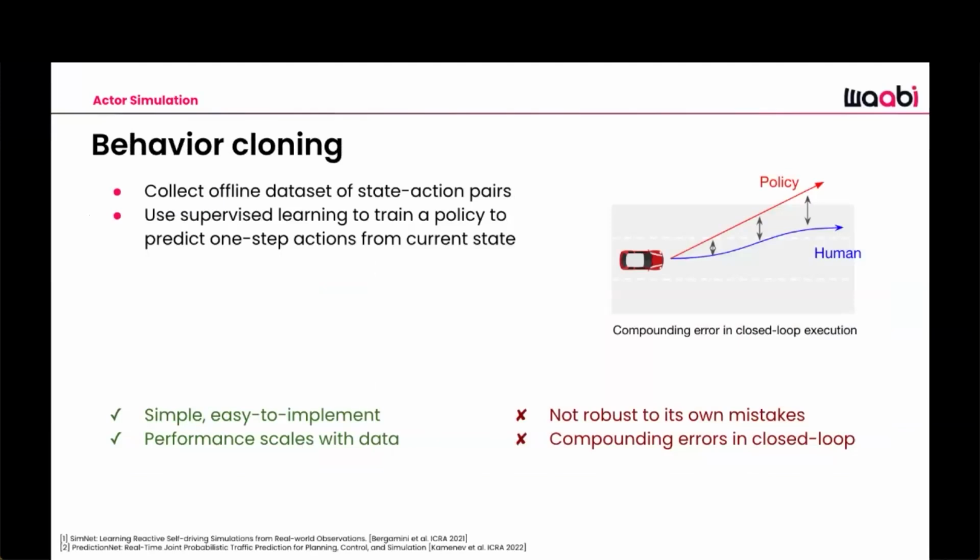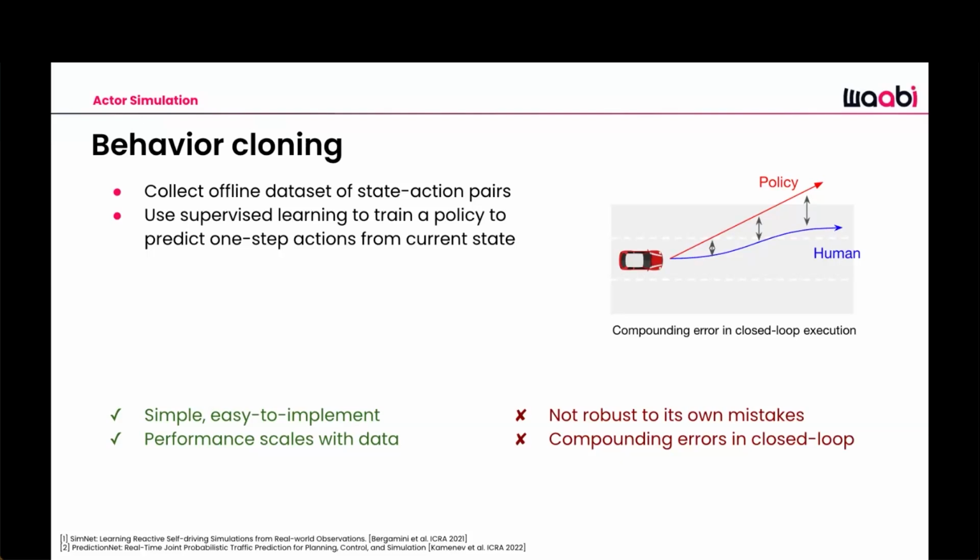So behavior cloning is one approach to this problem. And the high-level idea behind behavior cloning is we're going to first collect an offline data set of state action pairs from human driving demonstrations. And then we're going to use supervised learning to train a policy that predicts an actor's one-step action given its current state.